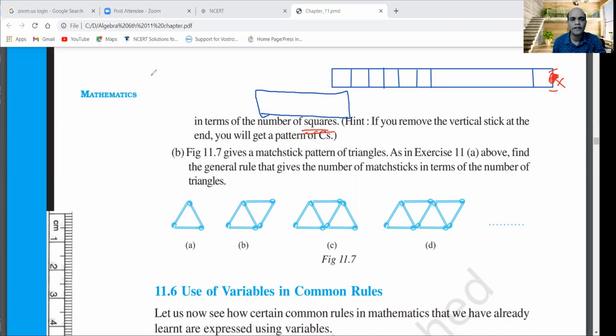अब देखो 1 के लिए कितना चाहिए हमें? 4 चाहिए. 2 के लिए 4 + 3. 3 squares के लिए 4 + 3 + 3. Now can you see a pattern? First one is 4, बाकी 3 आ रहा है. So what you can do? What rule can you make?